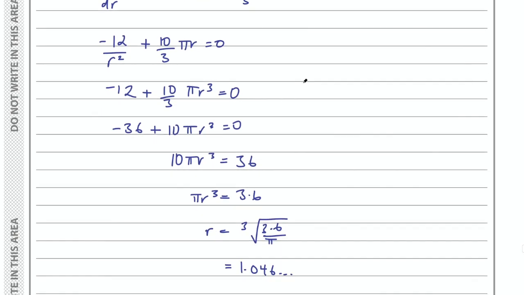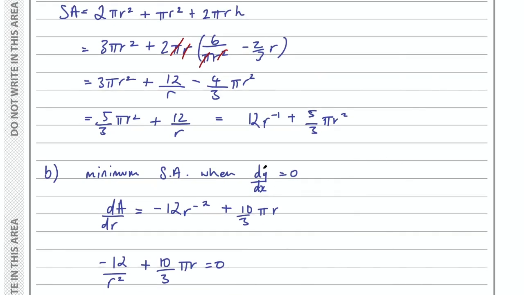Just to answer a quick question some may have, we know that when the derivative is equal to 0, we also get a maximum, or it's a way to find the maximum. So why can we just say the minimum surface area when dy on dx equals 0? Well, this is a quadratic, right? 5 on 3 pi r squared. That's a positive quadratic looking like this. So this essentially won't have a maximum. It will only have a minimum. So that's why we're just looking for the minimum there, just in case anyone was wondering.